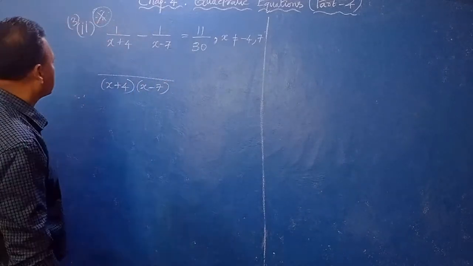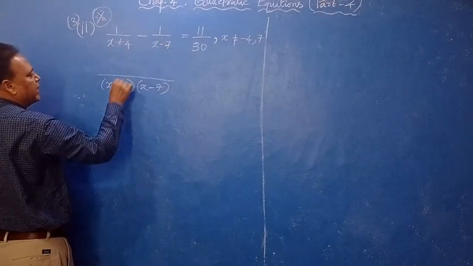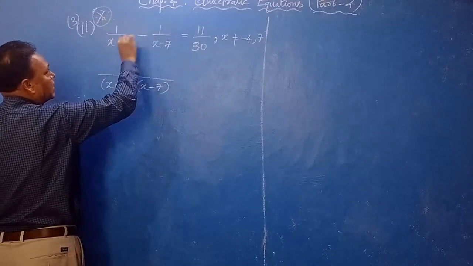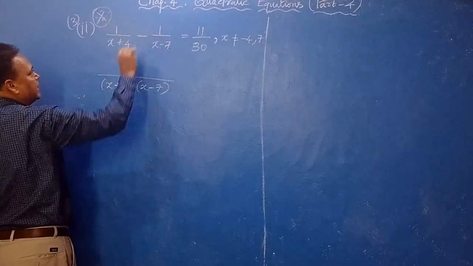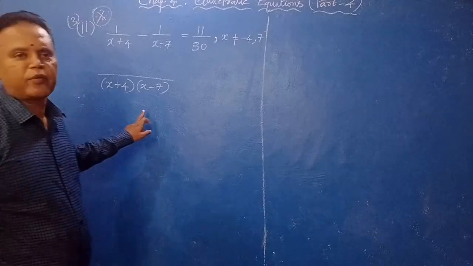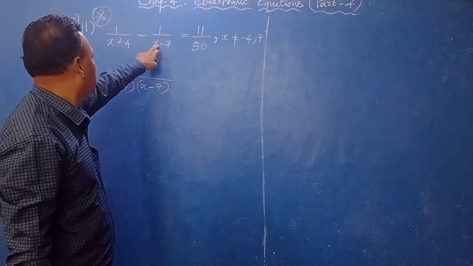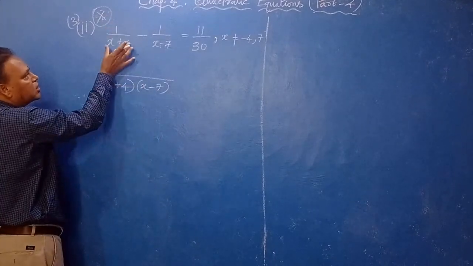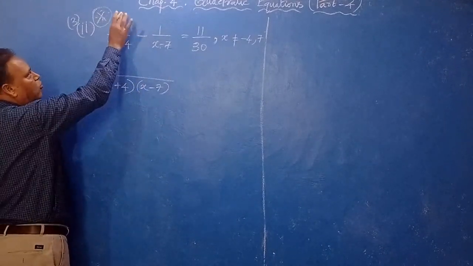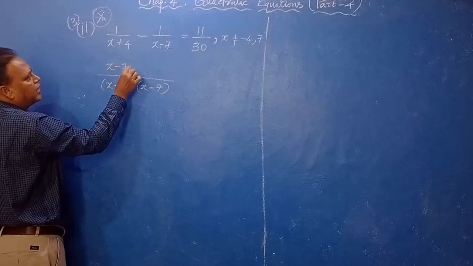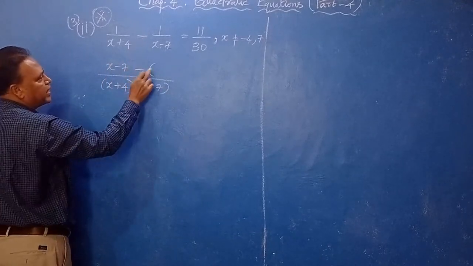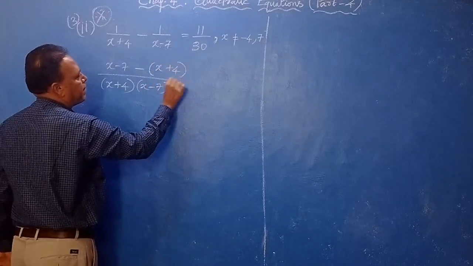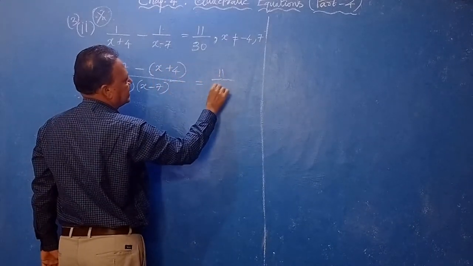Clear? So here, just multiply the denominators, you have to do cross multiplication. When you multiply the denominators, you have to do cross multiplication like this. Just remember, bring this one, or this one you divide, means remaining you will get. You have to multiply. Same thing you will get, minus of, minus there means minus of, put in the bracket, cross multiply, is equal to 11 by 30.